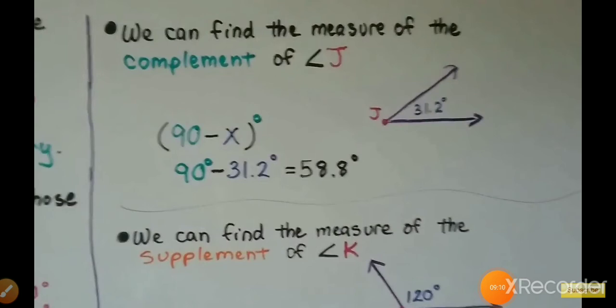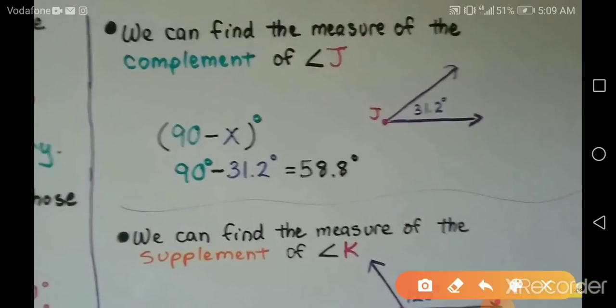As you see in the example, we can find the measure of the complement of angle J. Here angle J equals 31.2 degrees. Complement means the corner. Remember, the corner is 90 degrees. So 90 degrees minus x, where x is the measure of J. So 90 degrees minus 31.2 will give me what? The complement of angle J.